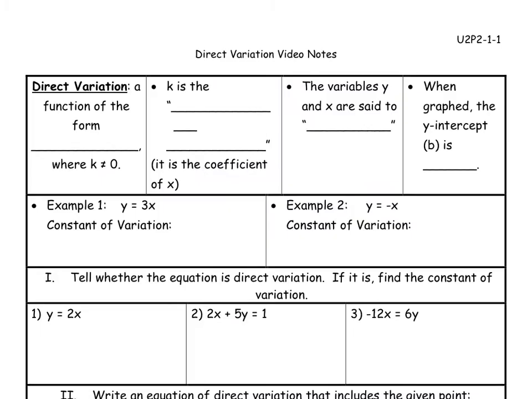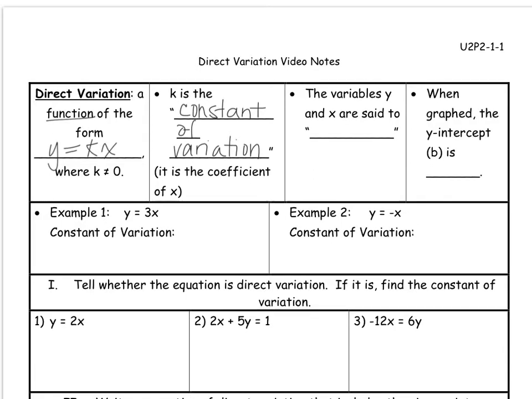So direct variation is a function, so here's that function word again. It's a function in the form of y equals kx. And k is called the constant of variation. And basically that k just means things vary directly. And it's always the coefficient of x. The variables y and x are said to vary directly. And that just means that they're proportional, they have the same ratio.